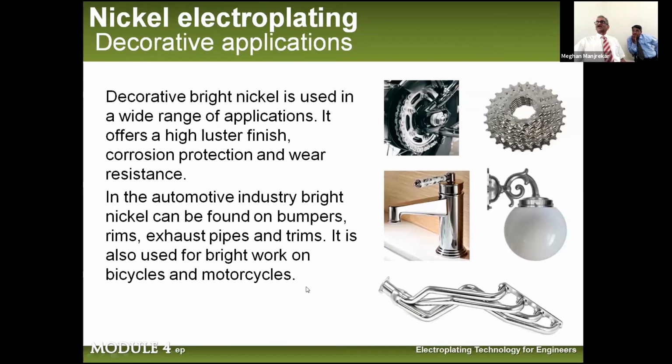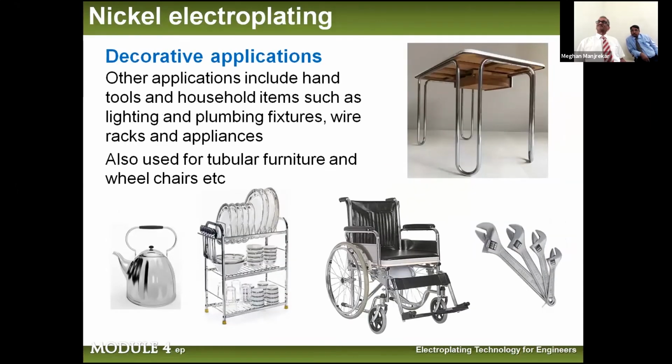It is also used for bright work on bicycles and motorcycles. Nowadays, most of the motorcycles, because of plating restrictions all over, have shifted to black powder coating or something. But still, some of the classic vehicles you can see in the market are plated with nickel or nickel chrome, which we will be discussing later. Other decorative applications include hand tools, household items such as lighting, plumbing fixtures, wire racks, appliances, etc. Also used for tubular furniture and wheelchairs, etc.